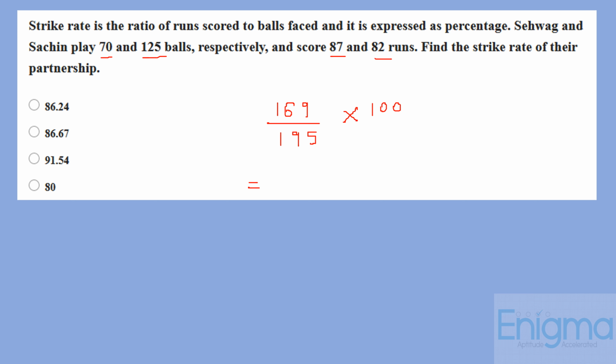Now let's see if we can simplify it. 13 into 13 and 13 upon 15. Okay, so basically it is 13 upon 15 into 100, which comes out to approximately 86.67 percentage.